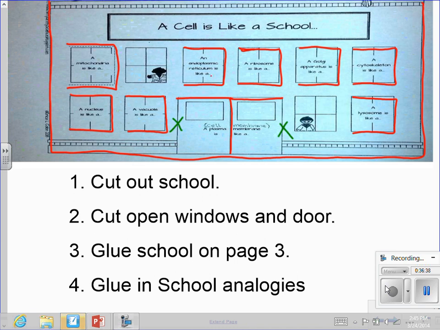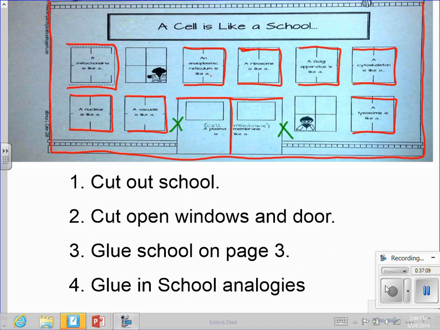So after you do that, then you're going to cut your school out, okay? Once you cut your school out, instructions down here, then you're going to be gluing your school on page 3 because this is the page that you showed. Once you do that, all of your doors and your windows will all be opened up. Do not glue your windows down. Glue everything that hasn't been cut down, okay? So that everything will open up.